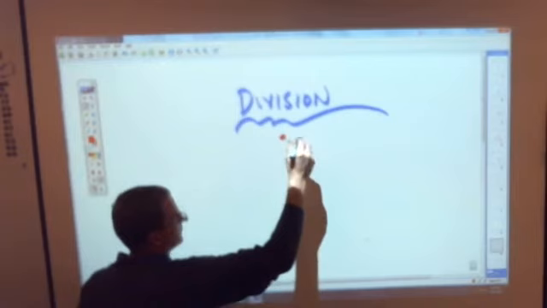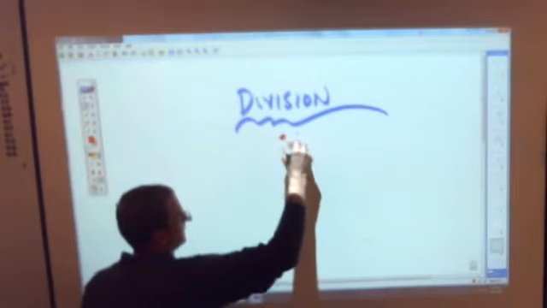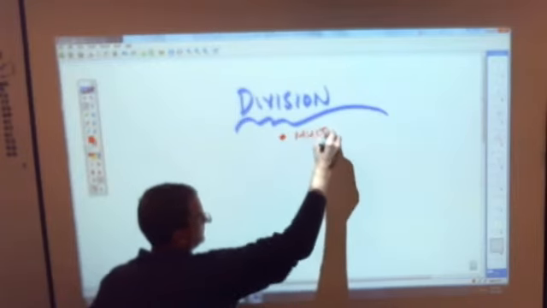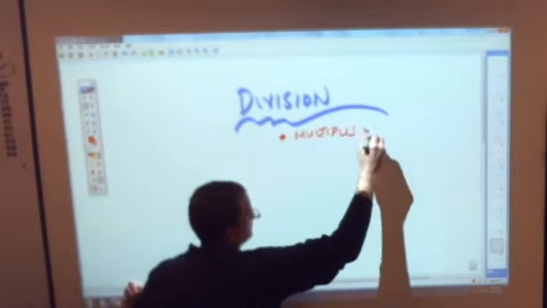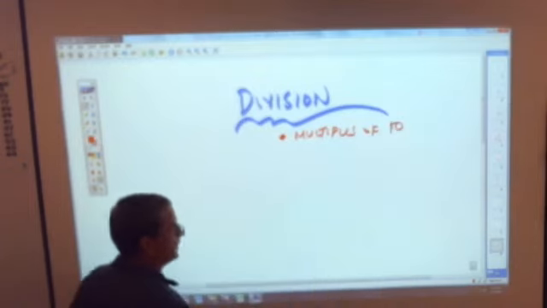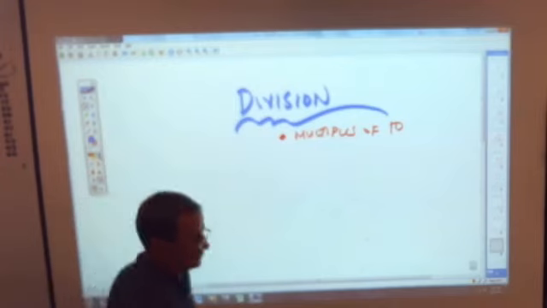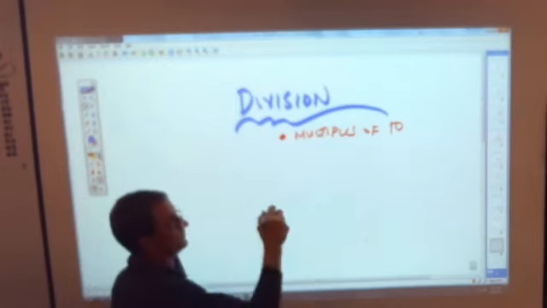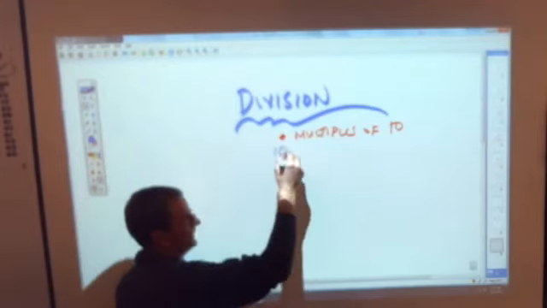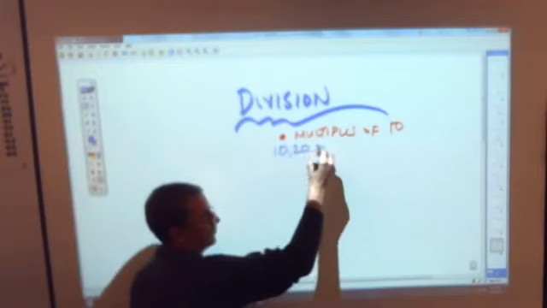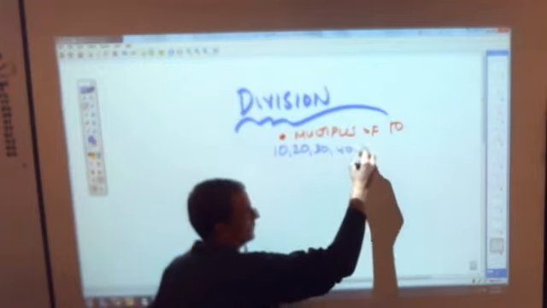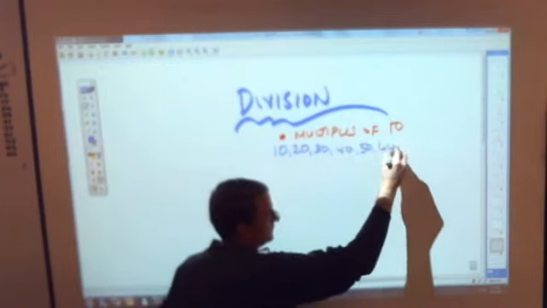And if you want to put a little subheading down there, we are today dividing by multiples of 10. If you were guessing what multiples of 10 would be, really the only ones you're going to see are multiples of 10 up to 100. So that would be dividing by 10, or 20, or 30, or 40, or 50, or 60, or 70, or 80, or 90.